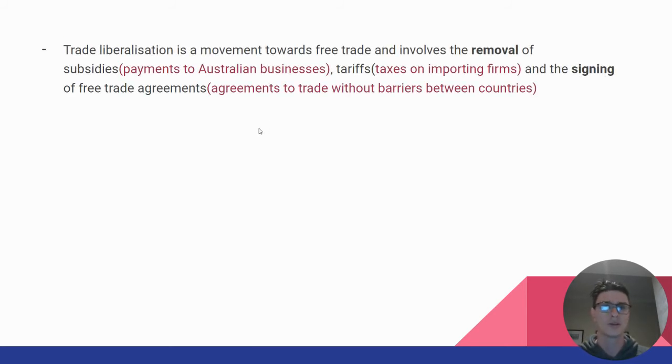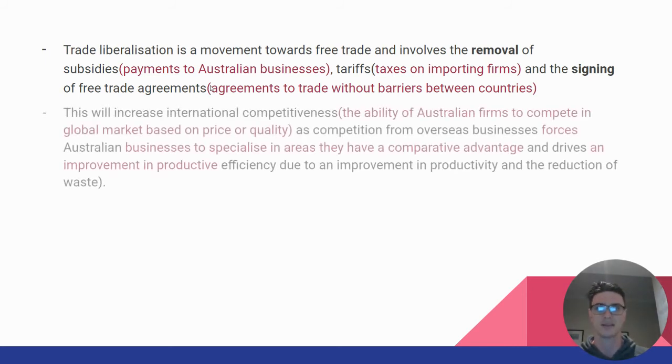Okay, well, we could definitely say what subsidies and tariffs are. So I use a lot of brackets, or I just put the definitions in brackets, like a mini definition. So subsidies, well, they're payments to Australian businesses. Tariffs, they're taxes on importing firms or taxes on imports. And we sign free trade agreements. Well, they're agreements to trade without barriers. Again, it's not much more, but it's building a much more impressive answer.